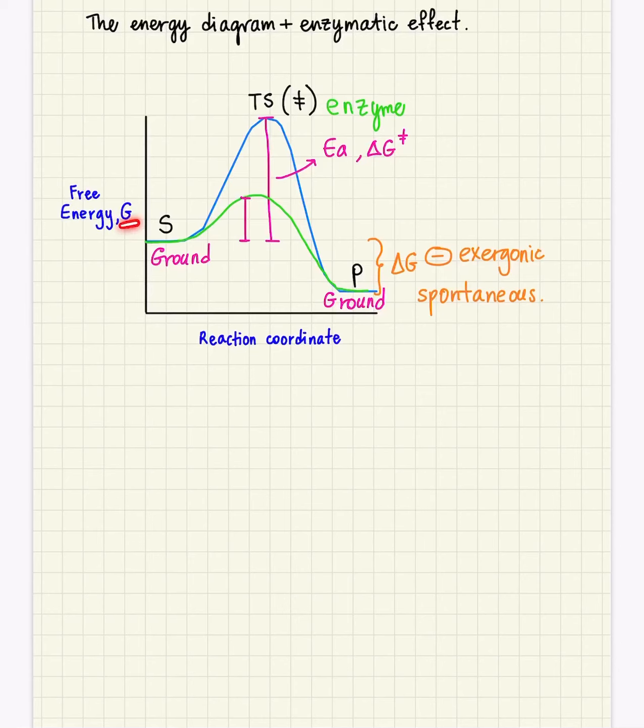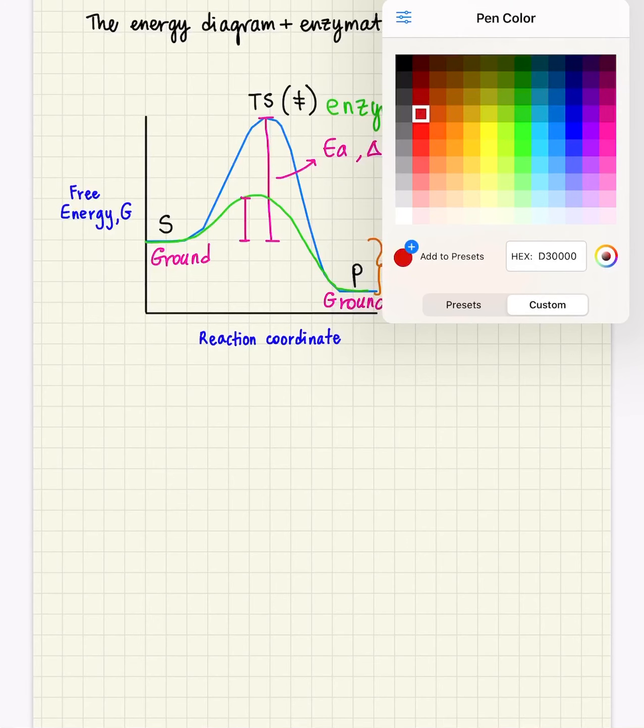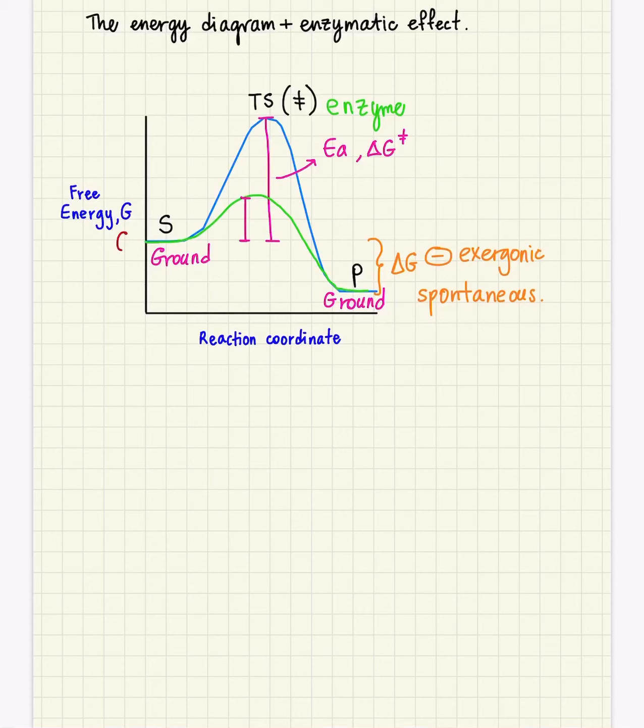Now, what's important about G is that it tells us, essentially, if our reaction is spontaneous, if it's favorable. And how does that tell us that? As you can see here, our substrate or reactant is at some kind of level of energy, right? Let's say it is at, here I can choose red. Let's say S is at G1. That's its energy state. Now look over here. The product is at a different energy level. Let's say that the product is at G2.